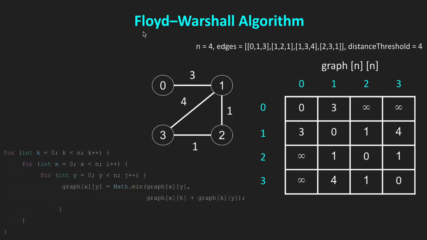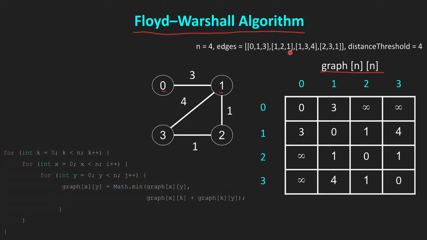We are going to use the Floyd Warshall algorithm to solve this problem because we need to find the shortest distance between every pair of cities. For example, the shortest distance between 0 and 1, between 1 and 2, and so on. So let's remind ourselves how exactly we implement the Floyd Warshall algorithm. We create a 2-dimensional matrix, let's call it graph, with size n by n, the number of cities, the number of vertices.